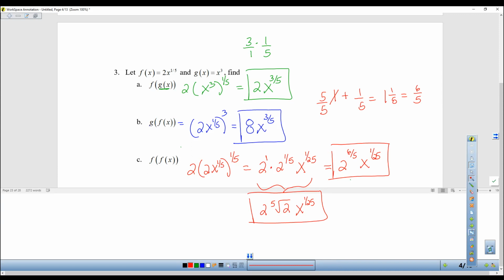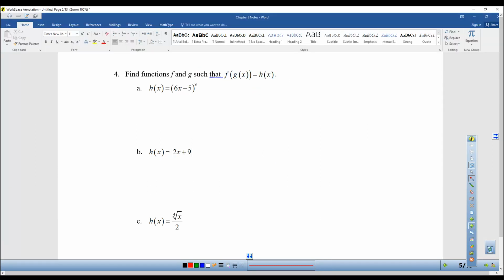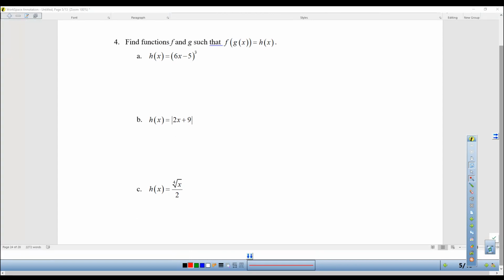Okay, so number 4 is a little bit fun, if I can say that in math class, because now you have to think of the f of x and the g of x that created that answer. So f of x, I'll do the first one for you just to explain what I'm talking about. So f of x, I can see is something cubed. So I'm going to say x cubed. And then what did they put inside there? G of x? They put in 6x minus 5.